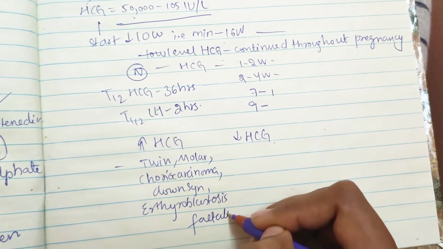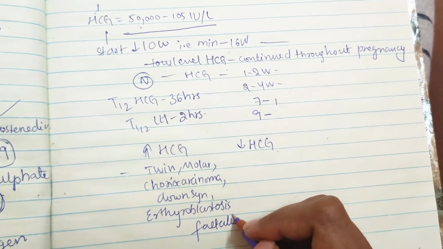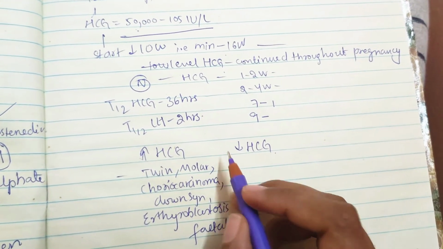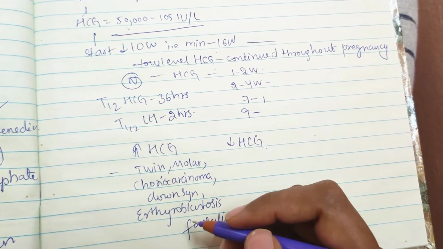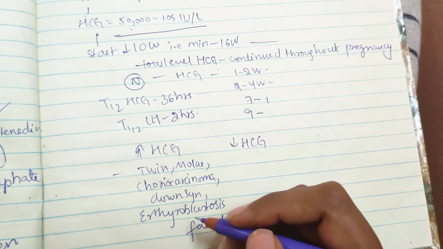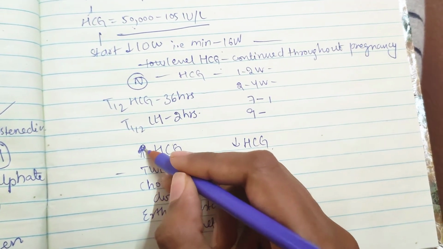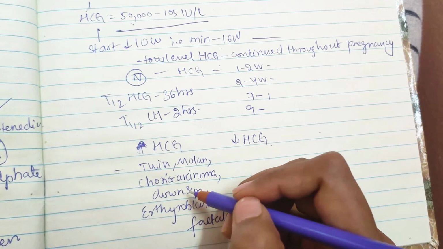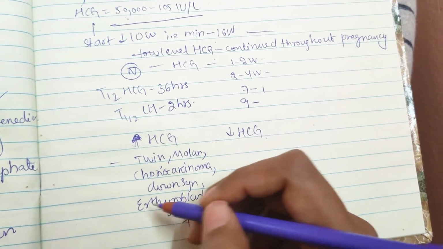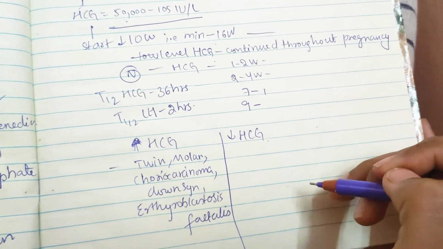Even if you remember, the estrogen levels are also increased in the case of erythroblastosis fetalis, because here the placenta which is produced is more. As the placenta is more, even the HCG which is produced will also be more. So twin pregnancy, molar pregnancy, choriocarcinoma, Down syndrome, erythroblastosis fetalis. In these cases, you can see HCG level is increased.